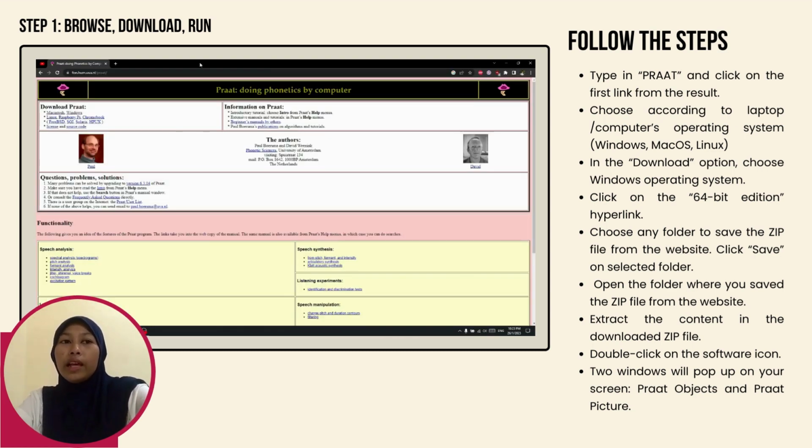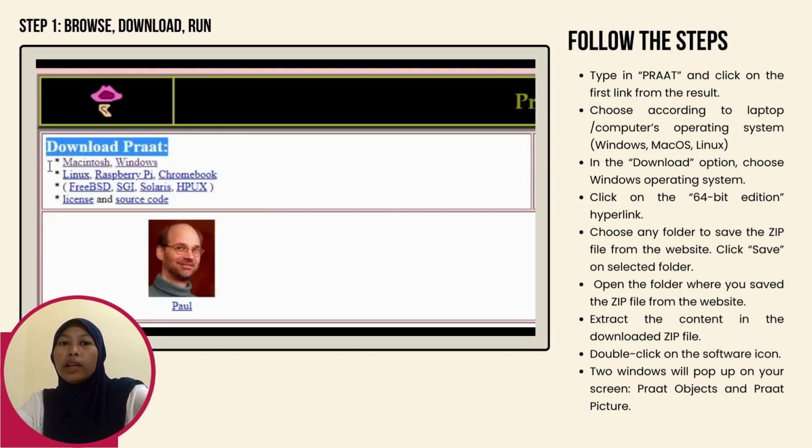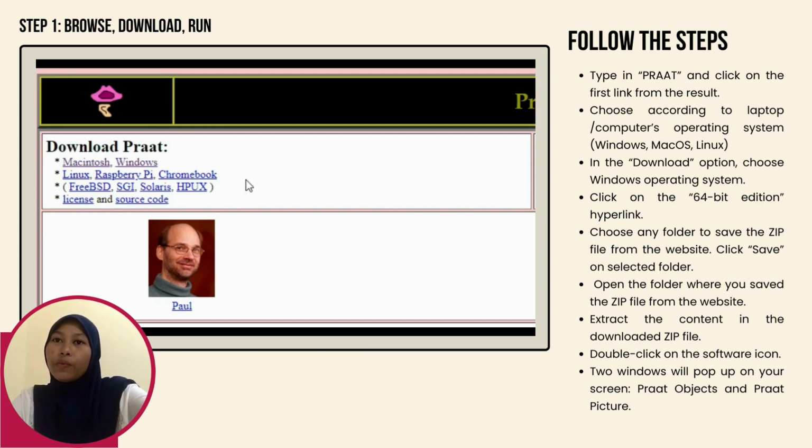Then we need to select an appropriate version for the operating system. As we can see on the website, up on the upper left hand corner, there are various different versions to download the Prad depending on our operating system. There are Macintosh, Windows, Linux, and so on. For this tutorial, we'll be using Windows operating system.